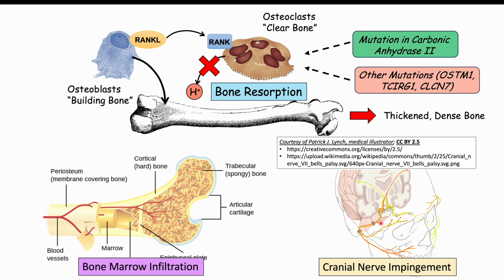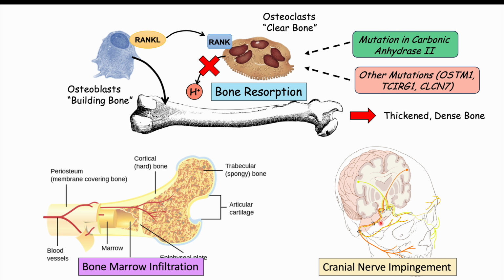And then we can also see issues with cranial nerve impingement as well. So again, if there's too much building of bone and not enough resorption of bone, cranial nerve impingement can occur. The reason is that cranial nerves run through the skull through little holes in the skull known as foramina. And if there's too much bony growth, the diameter of the foramina can start to shrink, and this can impinge on cranial nerves, and this can lead to cranial neuropathies, which we'll discuss later on as well. We can also see issues with neuropathy in other parts of the body, which we'll also discuss later on as well. So let's talk about the signs and symptoms of osteopetrosis.